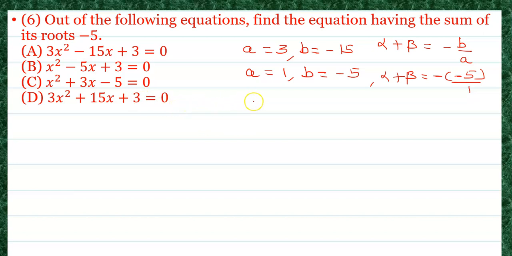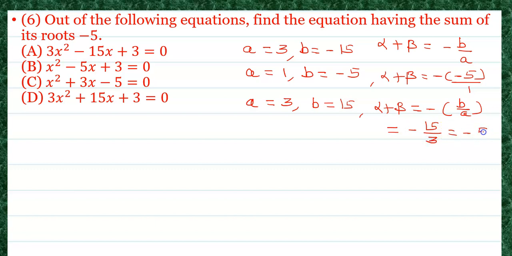And what about the last? In the last, option D, if we take A as 3 and B equals 15, and we find out alpha plus beta, that is equals to minus B upon A. If you find it out, you will get minus 15 upon 3, and here you will get minus 5, and hence the option D is a correct one. Now we'll see the next example.